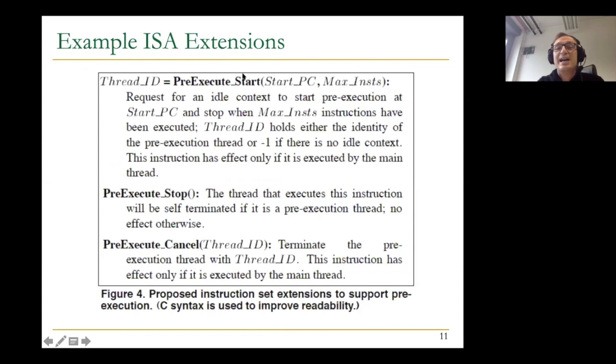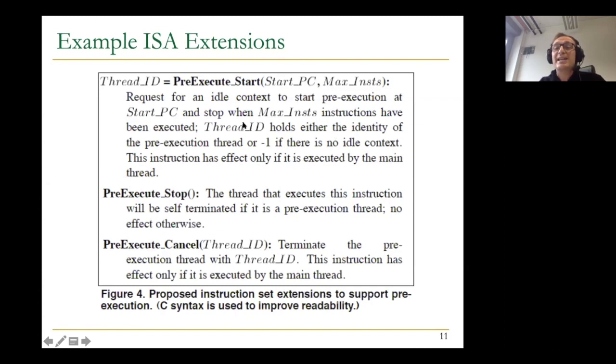So basically, these are the ISA extensions that are needed as seen by the programmer. Clearly, the ISA will have some other encoding that's not described, but you can see that this paper uses C syntax to improve readability. So there's pre-execute start, which requests an idle context to start pre-execution at start PC, and it stops with max instructions, assuming you provide a max instructions value. So you can actually control the pre-execution by saying you will execute at most 1,000 instructions, let's say. I just made it up.